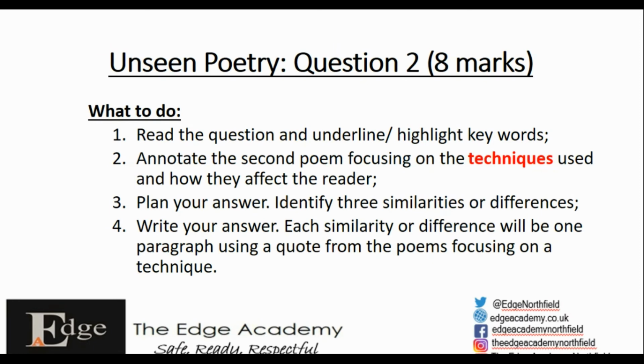Okay, welcome back. We're now going to be looking at the Unseen Poetry question 2, which is worth 8 marks. Now, as I've said previously, we need to read the question and underline and highlight the key words. We need to annotate the second poem, focusing on the techniques that are used.